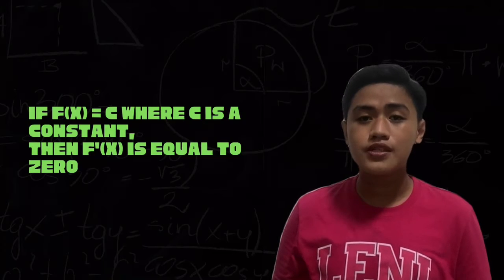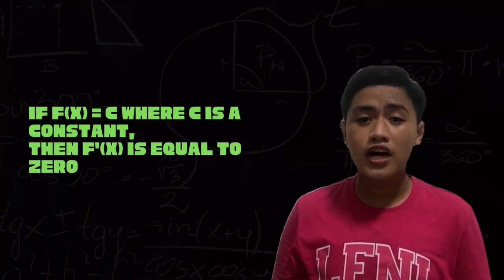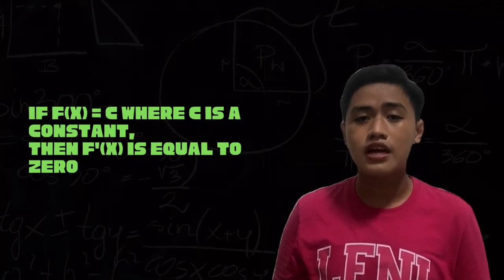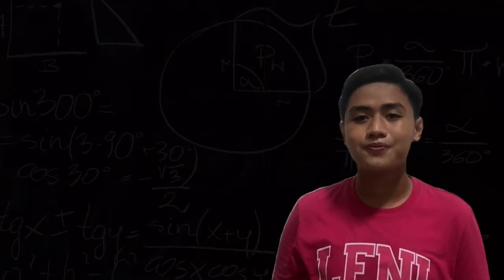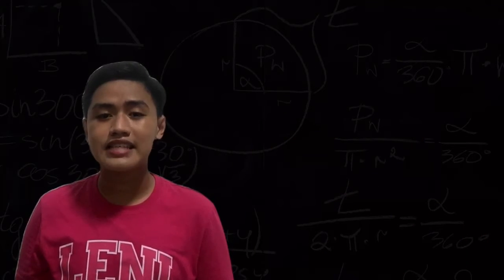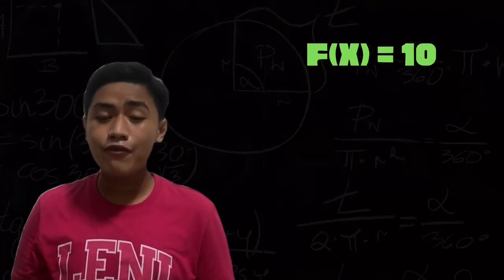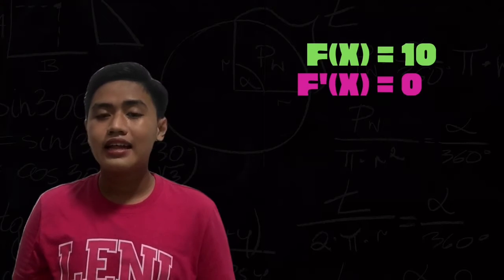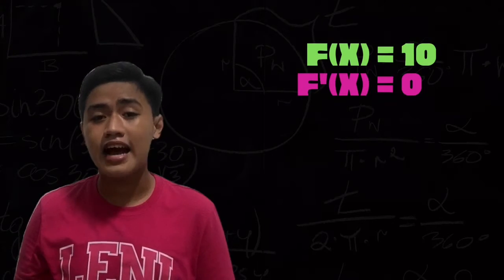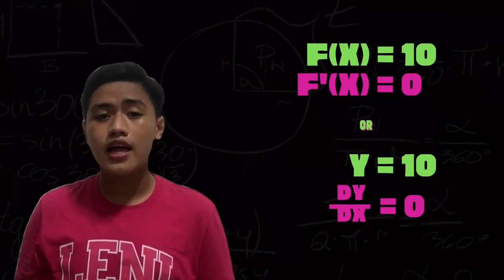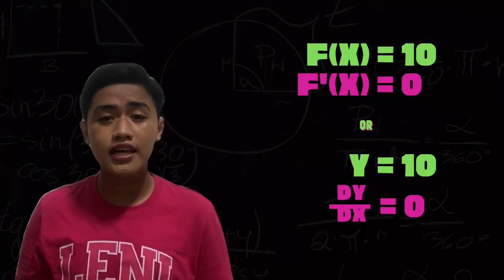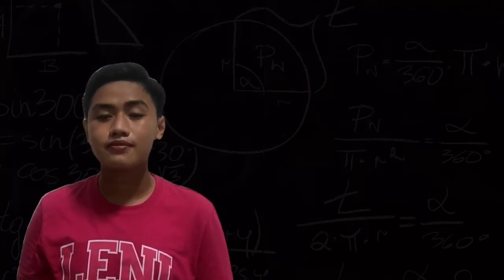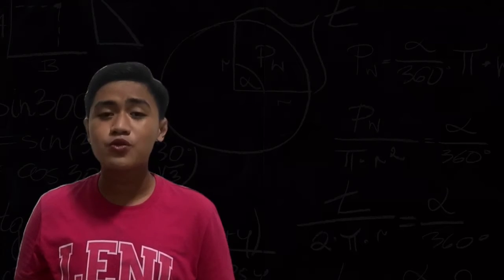In simple terms, if we have a constant and we try to solve for its derivative, the answer will always be 0. Let us have an example. Let f of x be equal to 10. Therefore, f prime of x is equal to 0. This denotation can also be written as y equals 10, therefore dy over dx is equal to 0. Note that the same goes with other constants.